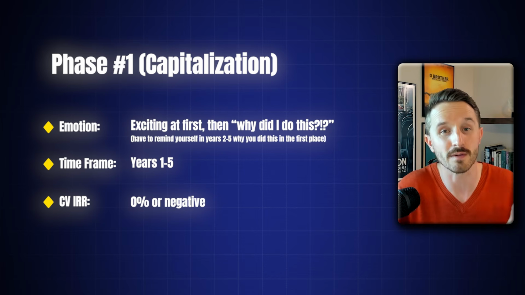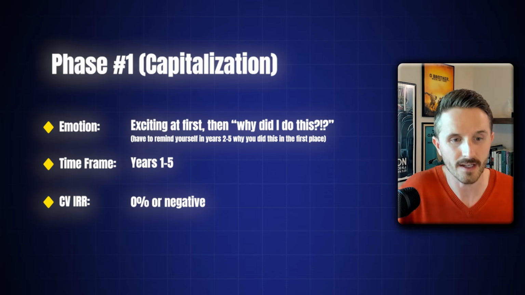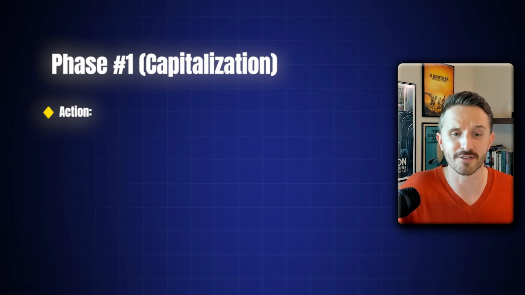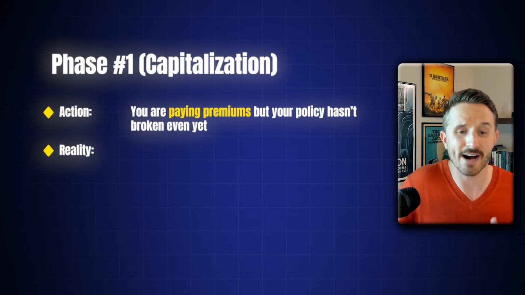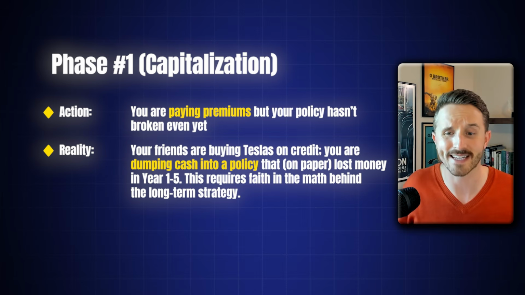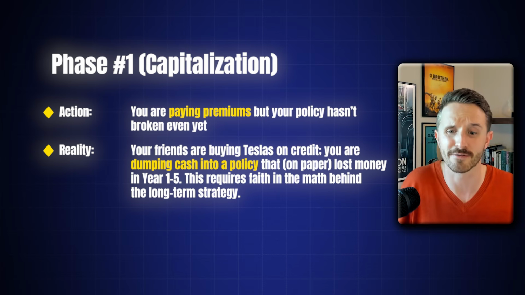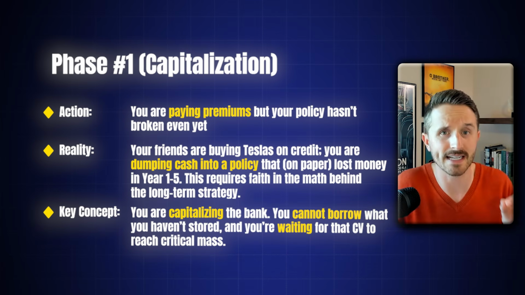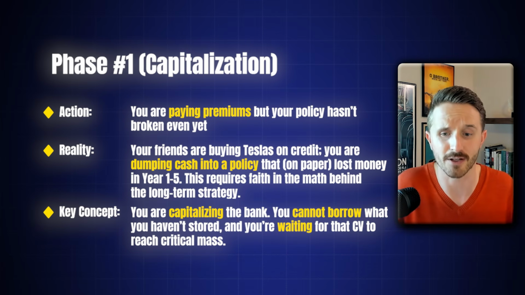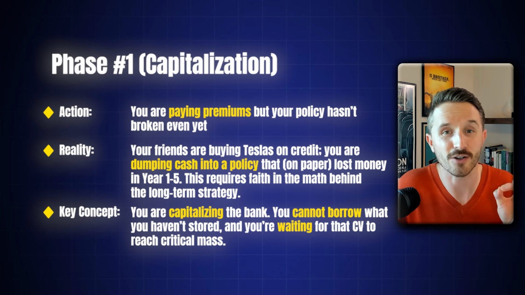This is assuming that you are max funding your policy in the way that it was designed, putting $1 into every seat. Now, what actions are you doing throughout this phase? You're paying premiums, but your policy hasn't broken even yet. In reality, this might feel like your friends are buying Teslas on credit while you're dumping cash into a policy that on paper has lost money in years 1 through 5. This requires faith in the math that this long-term strategy works. Now, the key concept here is you are capitalizing the bank, being the life insurance policy. You cannot borrow what you haven't stored, and you're waiting for that cash value to hit critical mass.